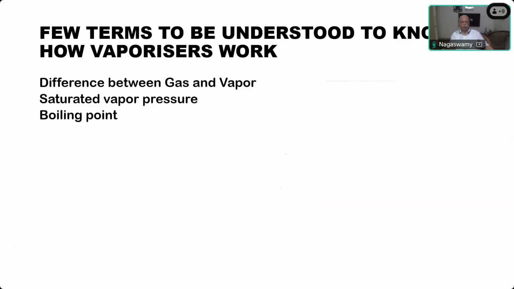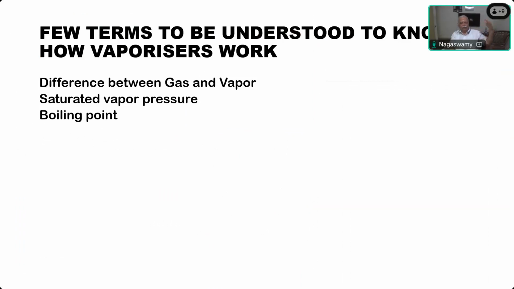And this is important because when you use a vaporizer at a higher altitude, what will be the ambient pressure at the high altitude? Supposing you use a vaporizer at Ooty or Kodaikanal, do you have the same 760 millimeters of mercury pressure as you have in Chennai? No, sir. As the pressure will start decreasing, boiling point will decrease, isn't it? Because the vapor pressure will equalize.